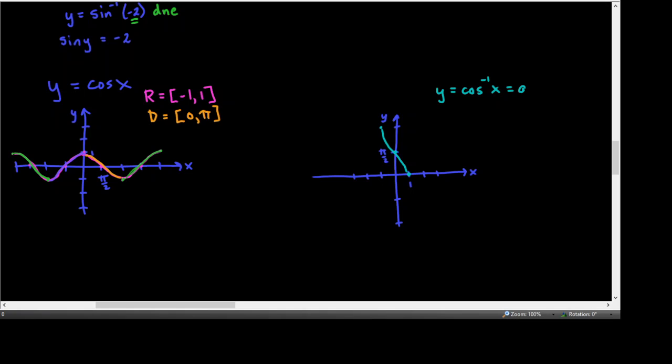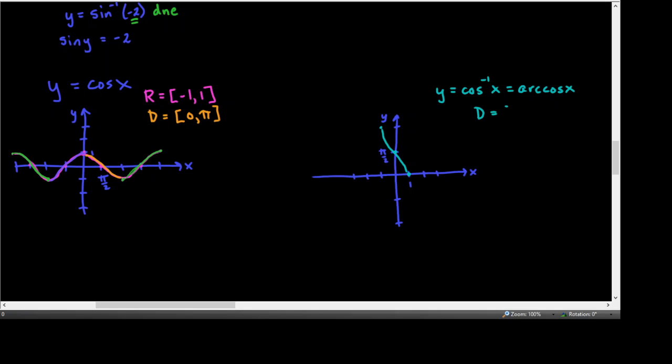Which of course can also be called arc cosine of x. For the arc notation, you just put the letters ARC in front of the regular 3-letter abbreviation of the trig function. If you want to use that notation, you certainly can. I use the inverse, but you can use the other one if you want. Okay, so what is its domain?